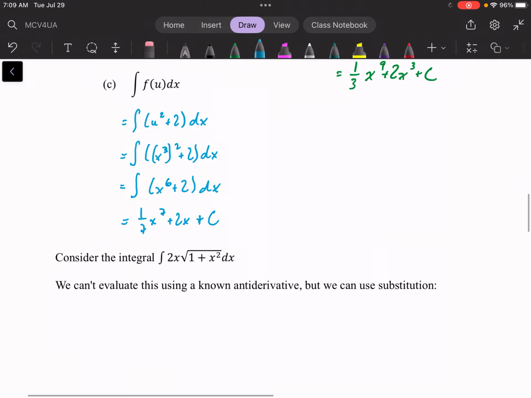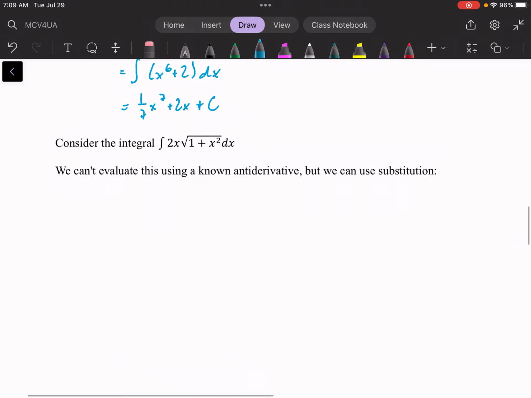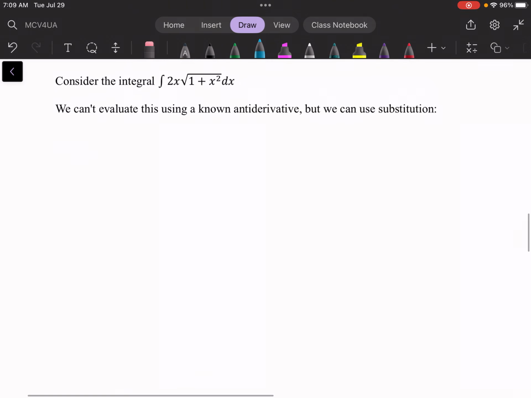Okay, so moving right along. Let's start looking at problems that are a little bit more complex. So consider the integral 2x times the square root of 1 plus x squared dx. So we want to find the antiderivative of this. Well, there is no known antiderivative that we can use here. But what we can do is use something called substitution to help us out. To use substitution, you look for something inside the function that has a derivative that's also inside the function.